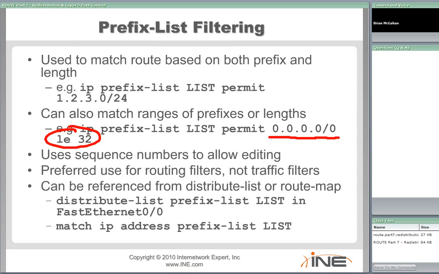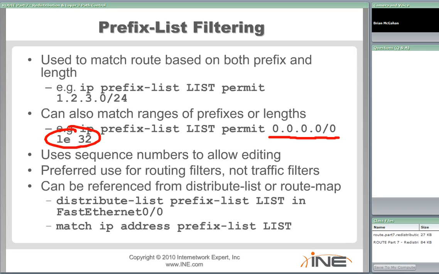Now the application is either called under a distribute list or under a route map. So for example, in EdgeRP, we could say distribute list, prefix list, its name, in FastEthernet 0/0. So this would mean anything that is permitted by the list is allowed, inbound. Anything that is denied by the list is going to get dropped. Whereas in the route map, it would depend on the combination of the permit or deny sequence in the route map and the permit or deny logic in the prefix list.